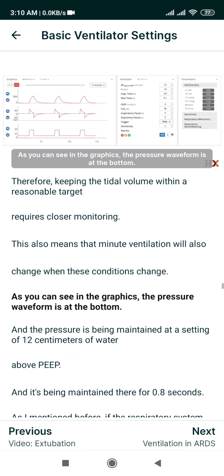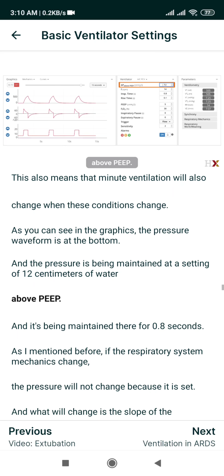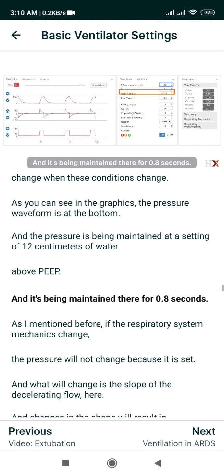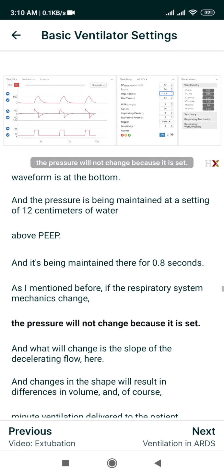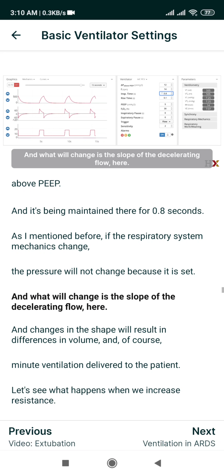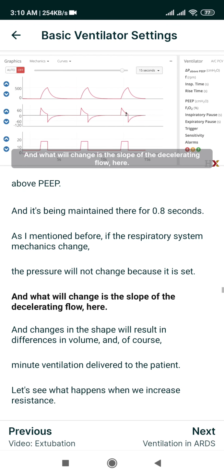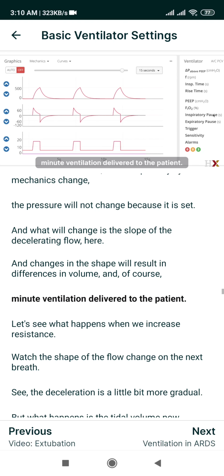As you can see in the graphics, the pressure waveform is at the bottom, and the pressure is being maintained at a setting of 12 centimeters of water above PEEP, and it's being maintained there for 0.8 seconds. As I mentioned before, if the respiratory system mechanics change, the pressure will not change because it is set, and what will change is the slope of the decelerating flow here. And changes in this shape will result in differences in volume and, of course, minute ventilation delivered to the patient.